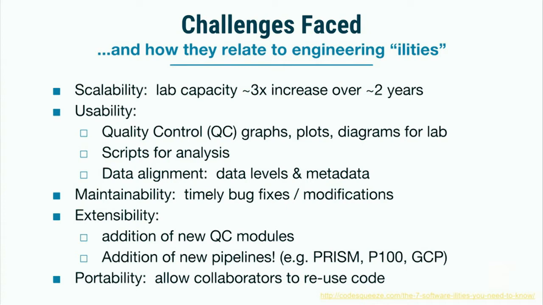In terms of extensibility, one of the big ones we've focused on is adding new QC modules, new ways of checking the quality of the data we're producing. And we've also worked on adding new pipelines. We've worked on building part of a pipeline for the PRISM assay, and certainly Lev has done a lot of work, we'll mention this in a little bit, on building a pipeline for the P100 and GCP assays. And then finally, portability. We want to be able to allow collaborators and others to reuse our code.